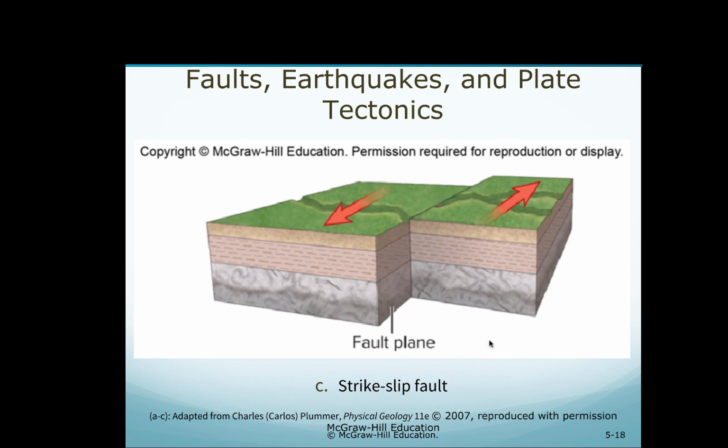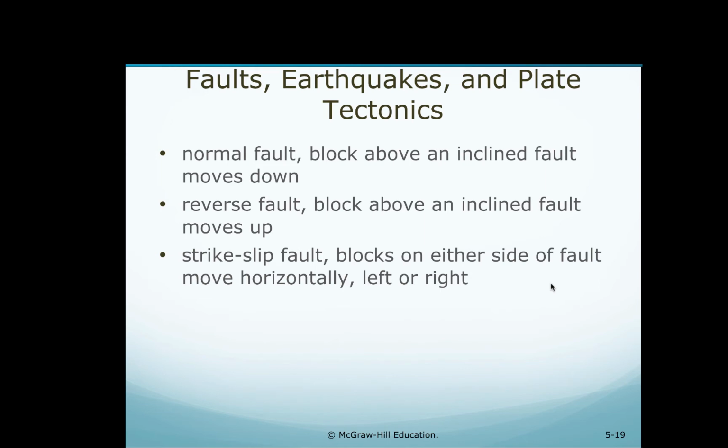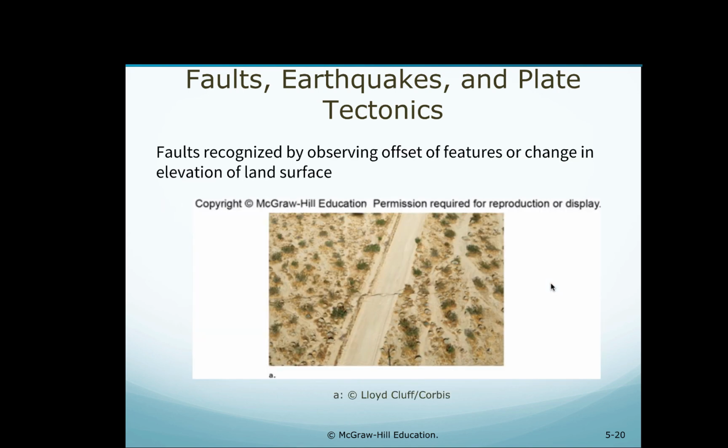Here's a strike slip fault. A normal fault is a block above an inclined fault that moves down. The reverse fault, the block above an inclined fault, moves upward. And in a strike slip fault, the blocks on either side of the fault move horizontally, either left or right. Faults are recognized by observing offsets of features or changes in the elevation of the land surface.